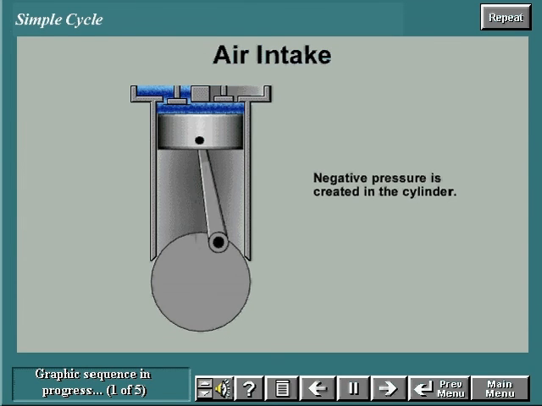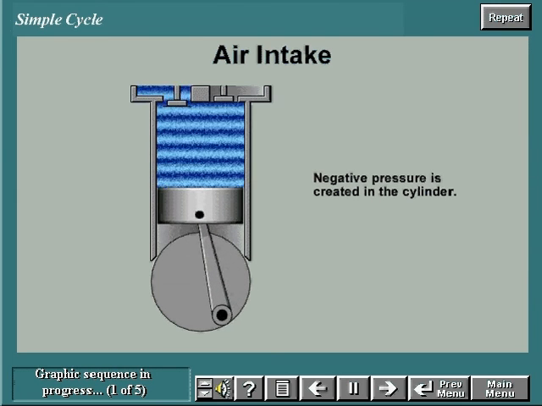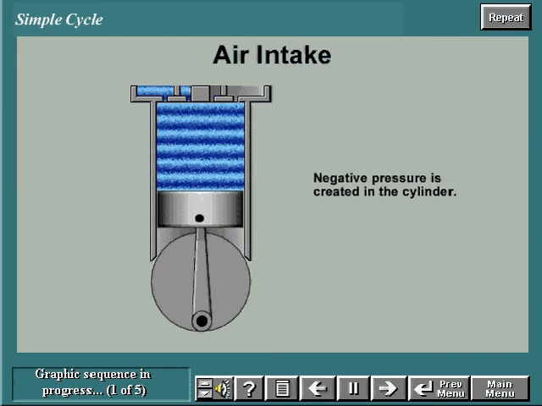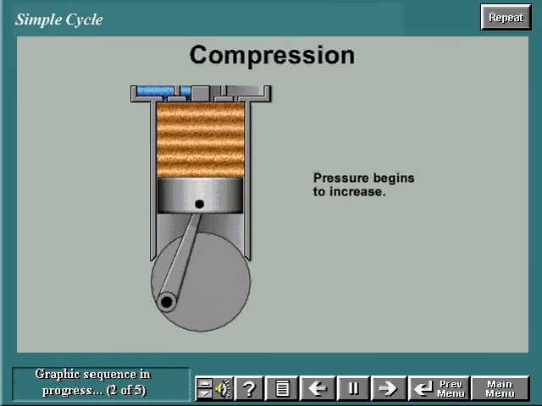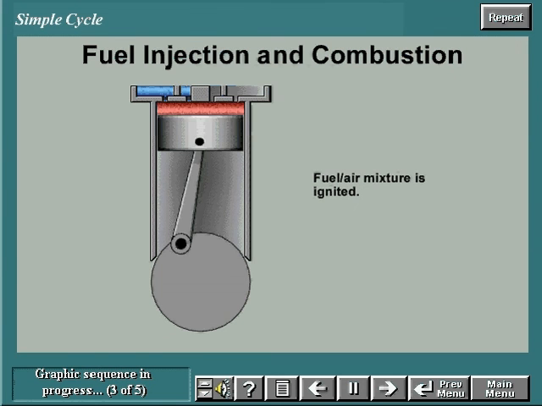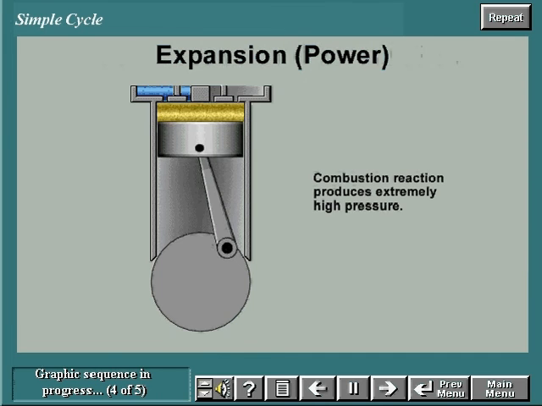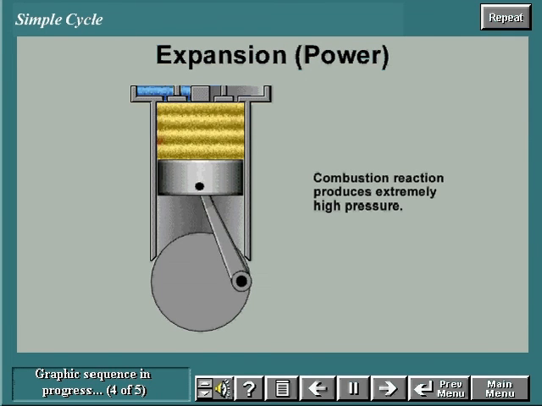During the air intake stroke, negative pressure is created in the cylinder. This causes atmospheric air to enter the cylinder. During the compression stroke, the air is compressed and the pressure begins to increase. At the top of the compression stroke, the pressure is high and the air temperature is increased due to compression. Fuel is injected and the fuel-air mixture is ignited. The combustion reaction produces extremely high pressure in the cylinder, creating the expansion or power stroke.